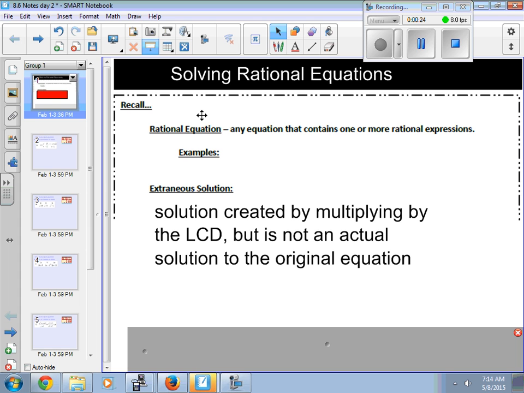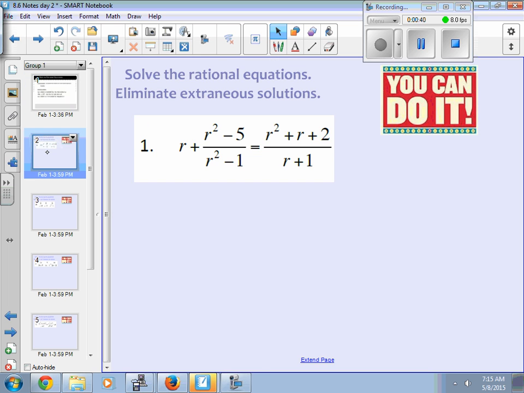An extraneous solution, again, is any solution created by multiplying by the least common denominator, but it is not an actual solution to the original equation. So you get this extra answer that looks like it's an answer, but doesn't work when you plug it back in. Okay, let's take a look at an example.